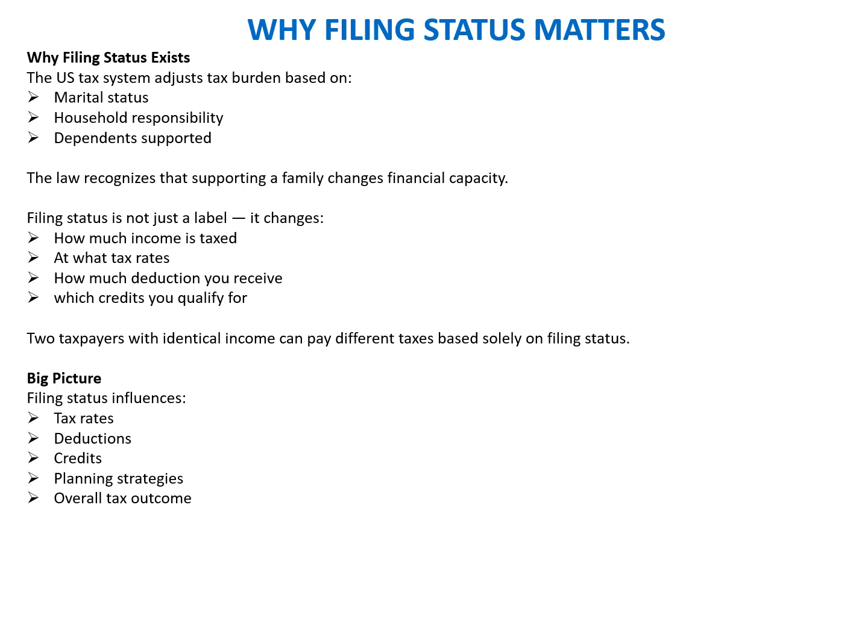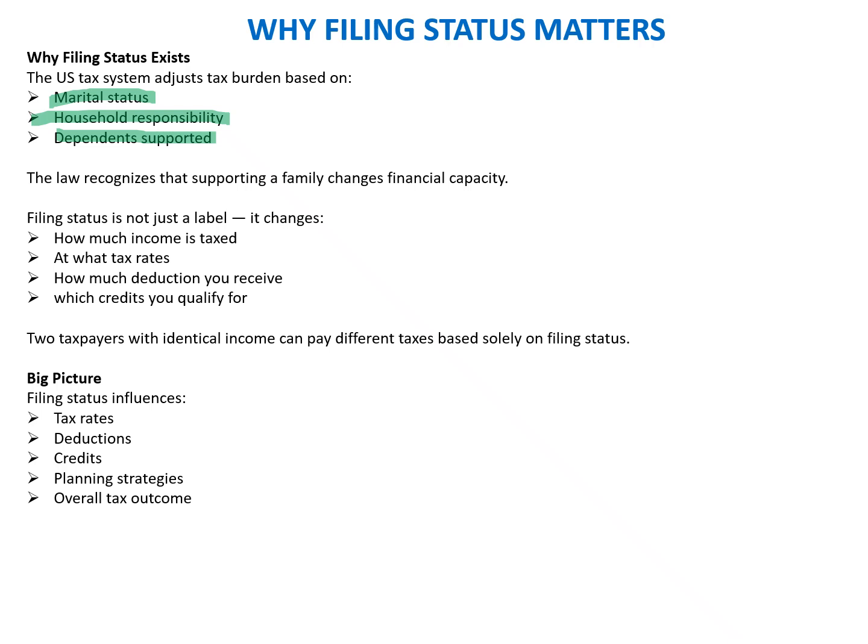In the US tax system, the tax burden is adjusted based on marital status, household responsibility, and dependents supported. These three are the factors which help us determine the filing status, and the filing status helps us determine the tax consequences. The law recognizes that supporting a family changes the financial capacity.